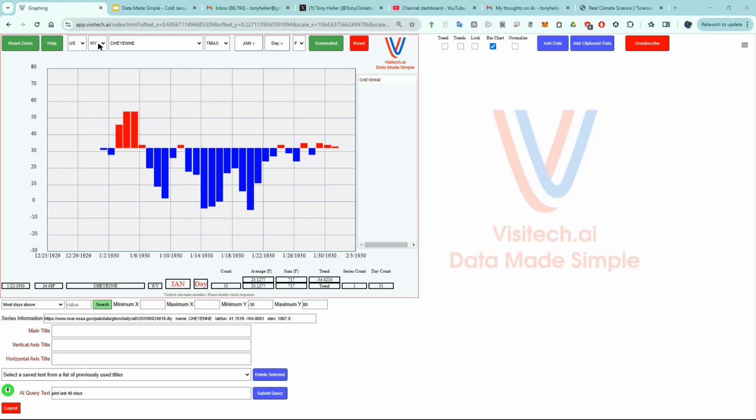We can do the same exercise in any of the lower 48 states and quite a few other countries. And if you prefer to use Celsius, you can just change it from F to C. There's no reason to just talk or speculate about the weather when you can visualize it so easily at app.visitech.ai.